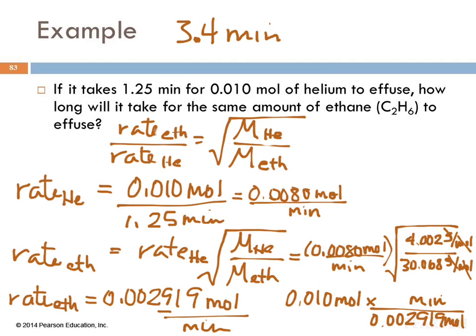Only two. Why only two significant figures? Because this number, 0.010, only has two sig figs. So that ended up limiting the whole thing. Good question.